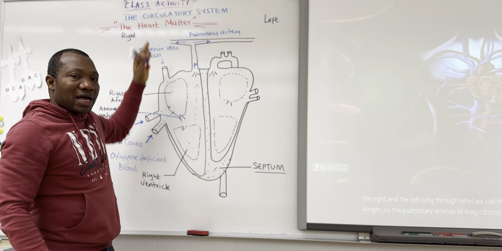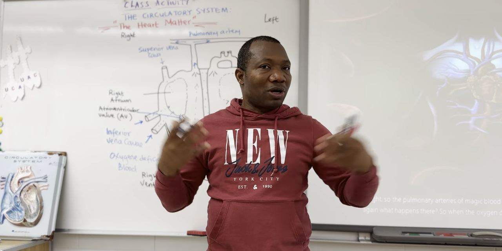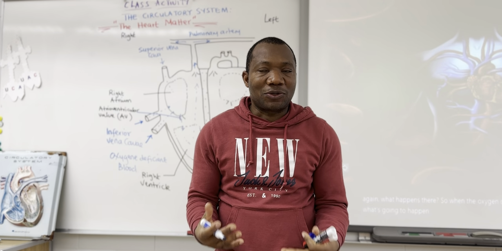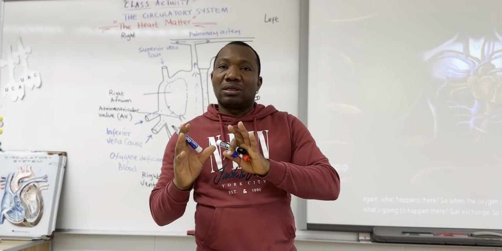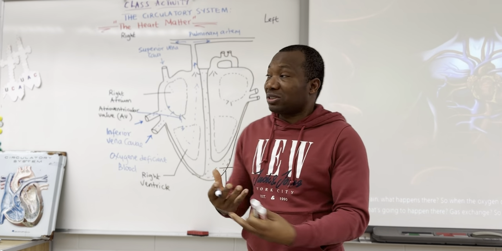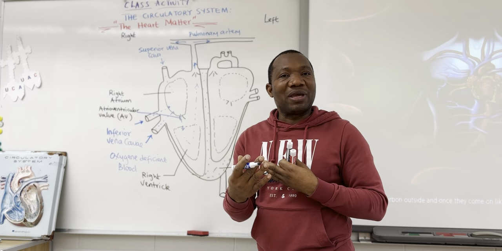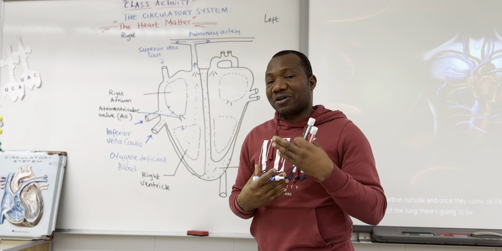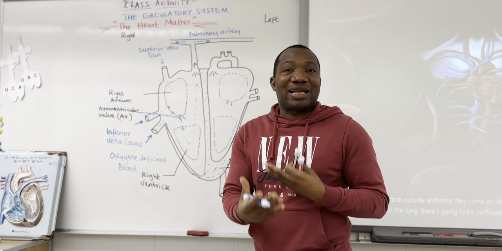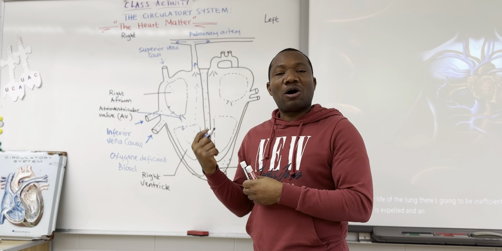And again, what happens there? So when the oxygen deficient blood is supplied to the lung, what's going to happen there? Gas exchange. So the deoxygenated blood carries carbon dioxide, and once the carbon dioxide gets to the lung, in the alveoli of the lung, there's going to be a diffusion. And so carbon dioxide diffuses out and is exhaled, and then inhaled oxygen gets picked up by the blood cell, and it becomes oxygenated. We talk about which one picks it, and then how is it picked? The red blood cell. We have the hemoglobin, a pigment that picks up the oxygen.